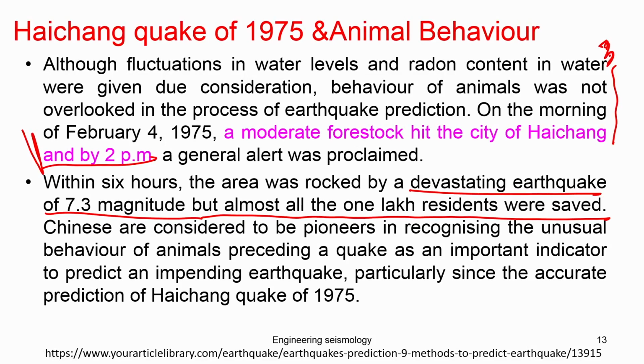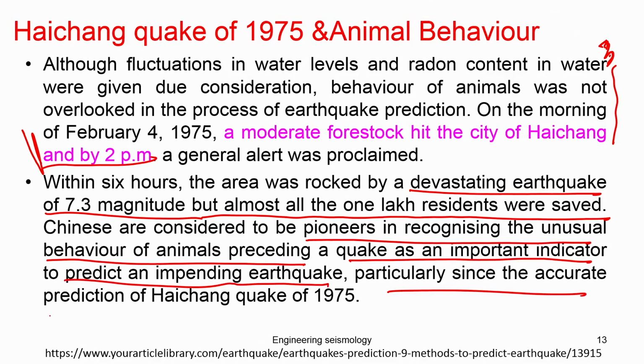The Chinese are considered pioneers in recognizing the unusual behavior of animals as an important indicator of an impending earthquake, particularly since this earthquake was predicted accurately. This was the classical earthquake prediction, the first in the world. People believed that this technology could be adapted to predict earthquakes. But we should also remember that they observed not only animal behavior, but also changes in water level and radon gases, which we will be discussing.